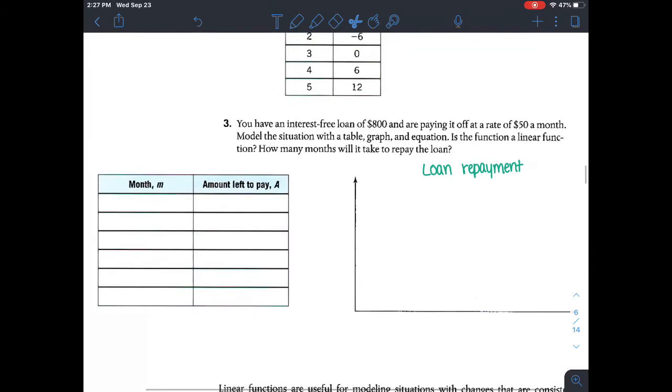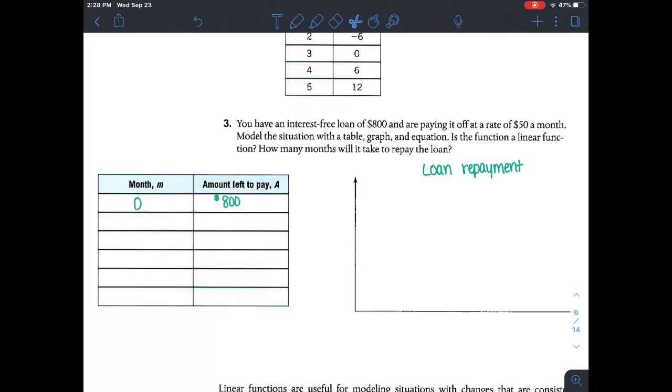If you have an interest-free loan of $800 and you are paying it off at a rate of $50 a month, model the situation with a table, graph, and equation. Is the function a linear function? How many months will it take to repay the loan?